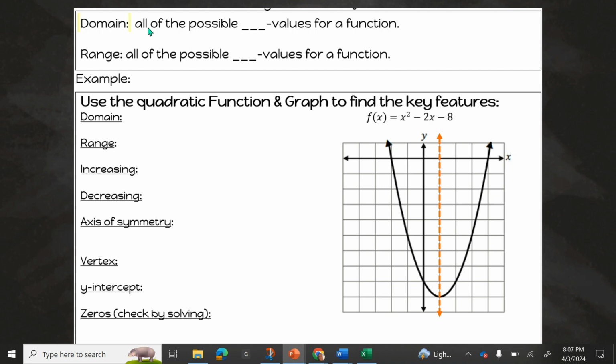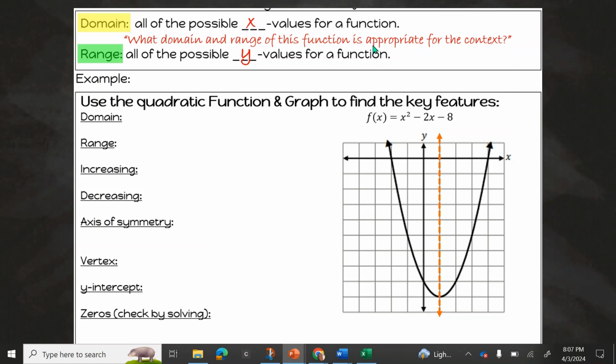So first, let's do a quick review of domain. Domain is all of the possible x values for a function. The range is all of the possible y values for a function. So what domain and range of this function is appropriate for the context? That is a very common question that you'll see when we start applying our parabolic functions, our quadratic functions, to the real world.